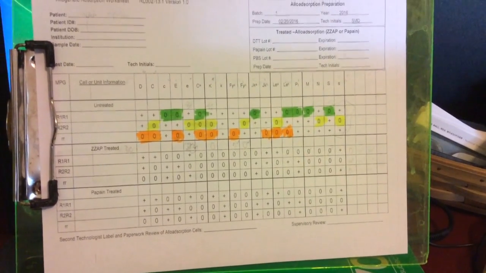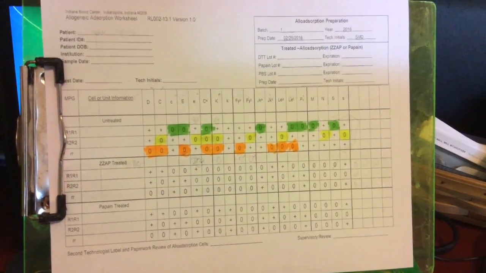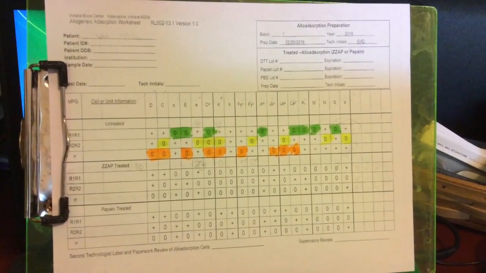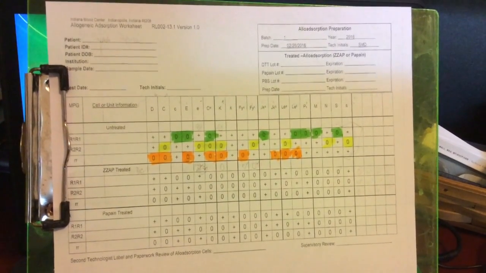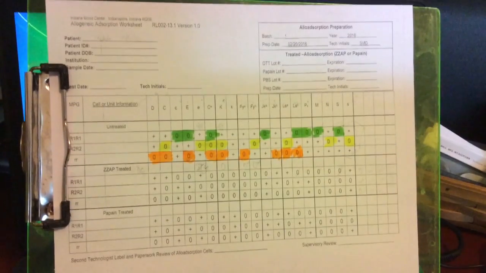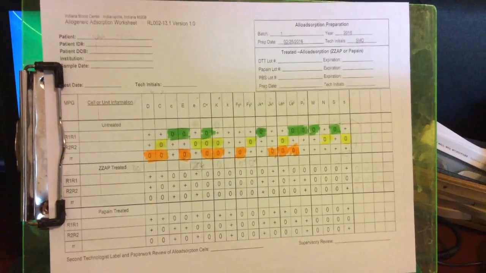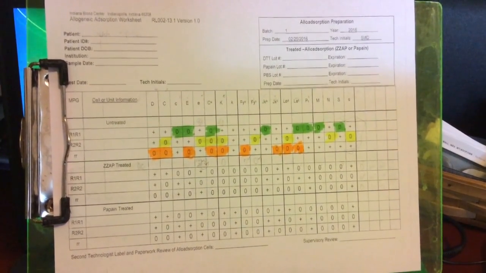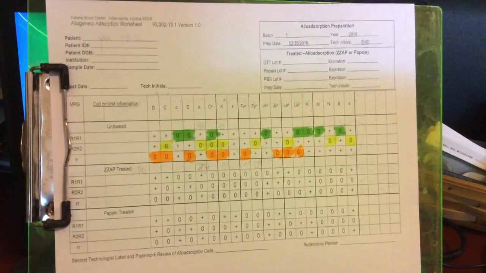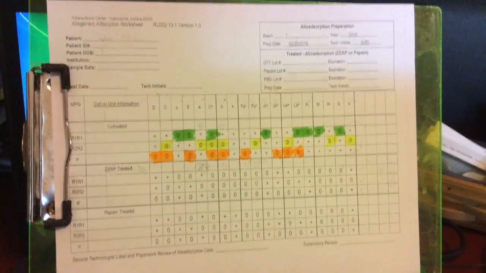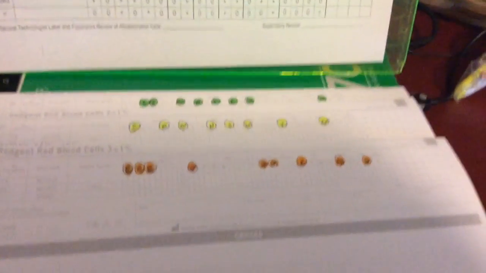Okay, last concept to reinforce what we've just done was setting up our paperwork for the alloabsorption. On the alloabsorption, we know that the negatives are what we're going to be able to rule out. The positives are what is absorbed out. So again, this is an antibody screen. So let's look at if we looked at our panels like this.